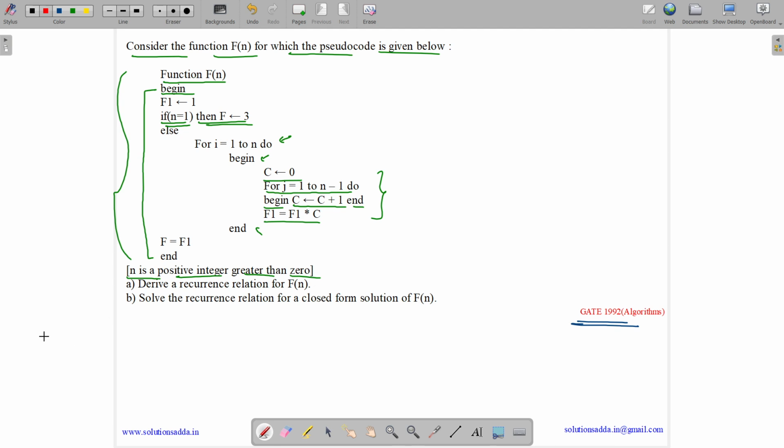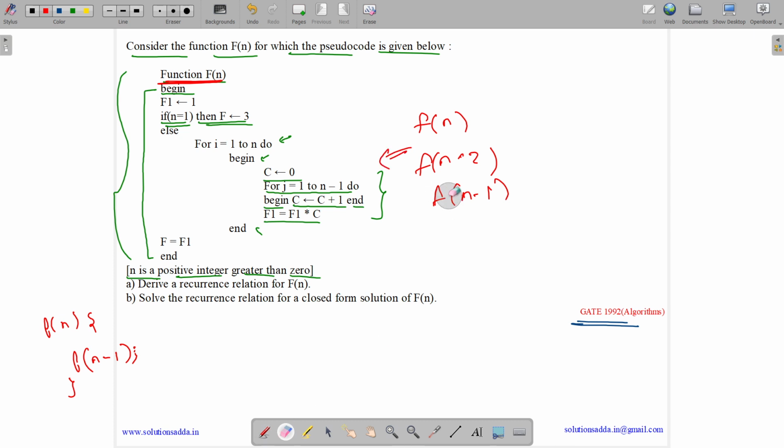Now see, what is recursion? Suppose we have a function n with some parameter n. In recursion, in the body we are again calling the same function with a different parameter. Let us suppose n minus 1. This is recursion. But here see, inside fn we are never calling f with the same or different parameter. There is no call like fn into 2 or fn minus 1 inside this body. So it is not at all a recursive function.